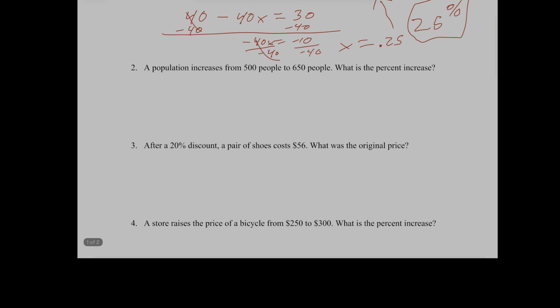All right, let's do a few more. A population increases from 500 to 650. So 500 is the original, 650 is the final. We want to know the percent increase. So it increased, so we're going to add, and we're going to take the 500 times whatever that percent is, which we don't know. So to solve it, I'm going to subtract 500 from both sides, and I get 500x equals 150.